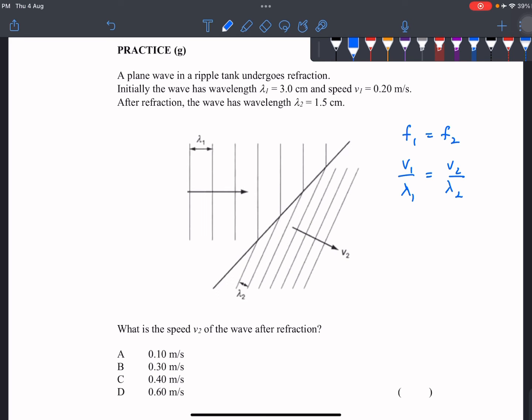So how do we do this? We just substitute in. v1 is 0.20, lambda 1 is 3 cm, v2 we don't know, and lambda 2 is 1.5 cm. Take note, even though it's not in SI units, you need to make sure that these two units match. With this, we can solve for v2. v2 will be equal to 0.10 meters per second. So the answer is A.